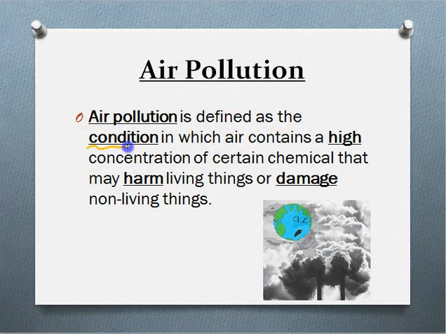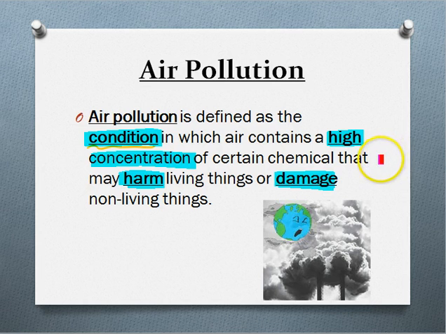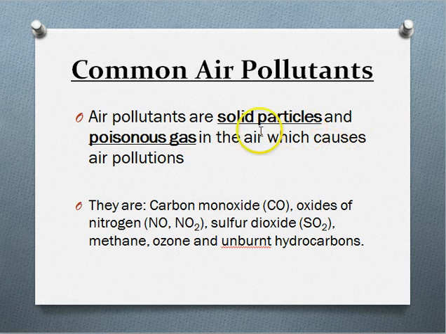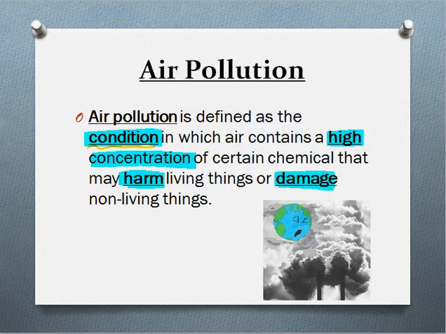It's defined as the condition in which air contains a high concentration of certain chemicals that can harm living things or damage non-living things. So to take note, it is a condition where air contains a high concentration of certain chemicals that either harm living things or damage non-living things. Some of the air pollutants, what are they? They are actually solid particles or poisonous gas which cause air pollution. So air pollution is a condition, a high concentration.